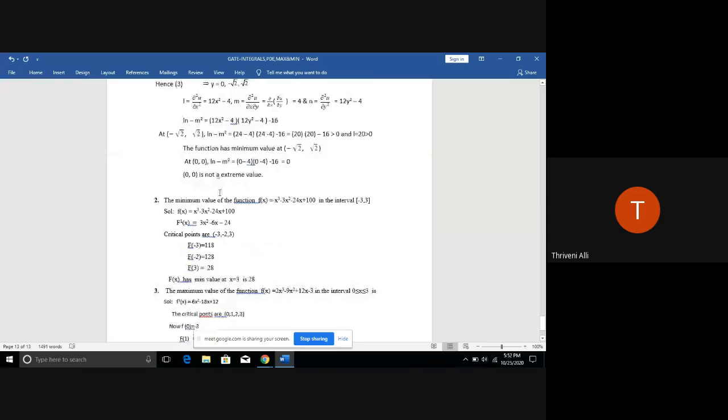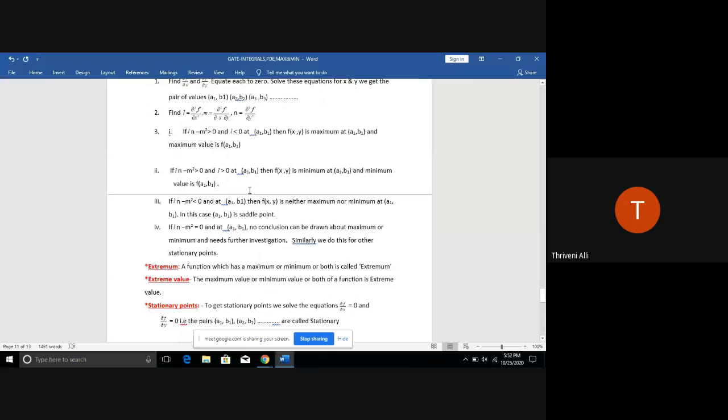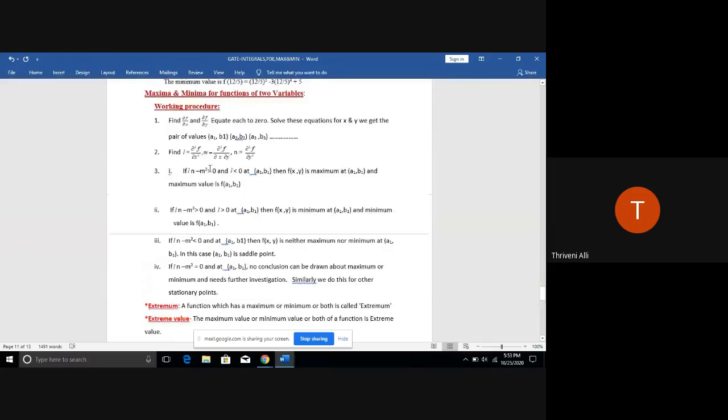The main points in maxima and minima for function of two variables: remember these 3 points. ln minus m square greater than 0 and l less than 0, the function has a maximum value. ln minus m square greater than 0 and l greater than 0, the function has a minimum value. If ln minus m square is less than 0, the function is neither maximum nor minimum. These are the procedures for finding maximum or minimum for function of two variables.